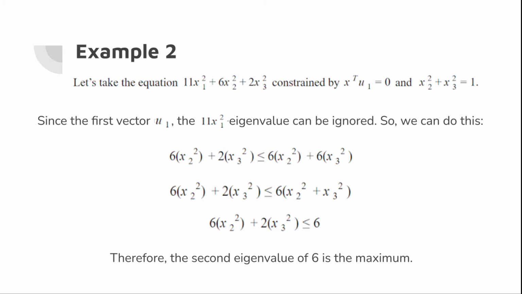We can create the inequality 6 times x sub 2 squared plus 2 times x sub 3 squared. And we could just do some algebraic manipulation to find that the expression is less than or equal to 6, meaning that 6 is the largest maximum there is. So therefore, the second eigenvalue is actually the maximum, since the first one is gone.